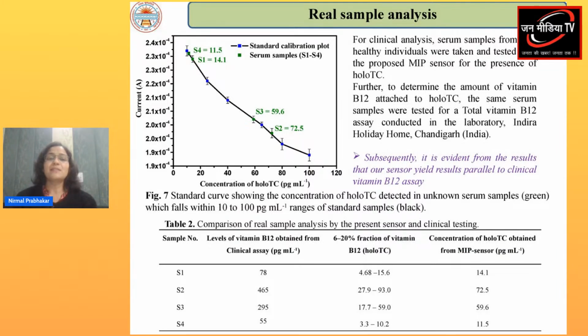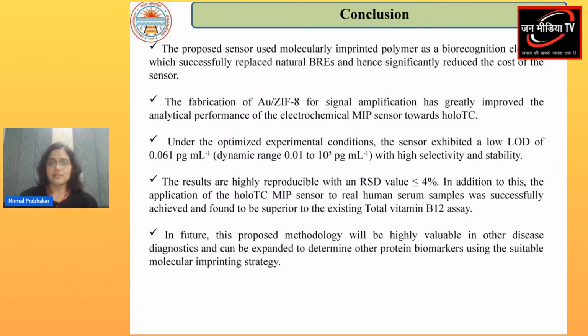And this is the real sample analysis. Here we took four blood samples of healthy individuals, and these were tested with the routine total vitamin B12 test and by using our MIP sensor. The range in which holo TC was detected was 4.6 to 15.6, because 6 to 20% fractions of vitamin B12 is bound to holo TC, and our sensor was able to detect a concentration of 14.1, which lies in this range. So it means the developed biosensor is working fine, and further attestation is still needed.